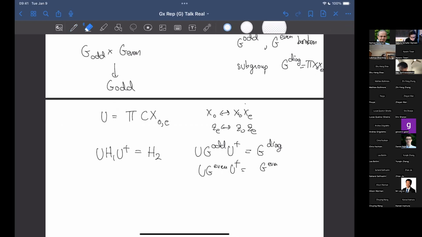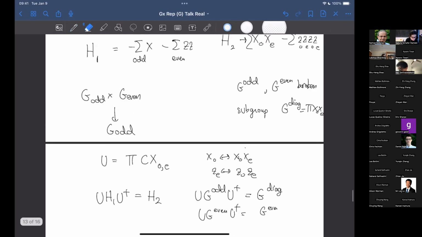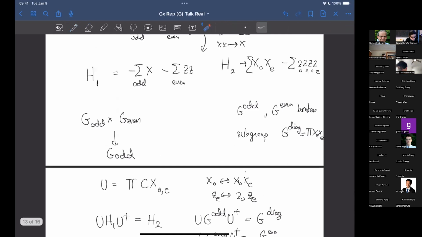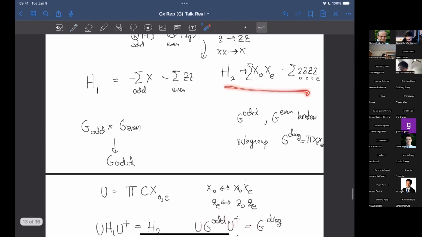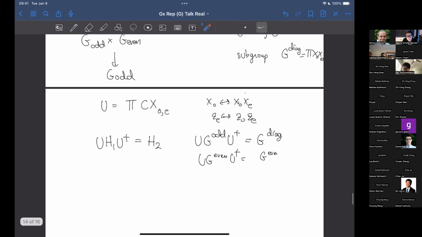Since in this phase only G odd is preserved, and G odd is mapped to G diagonal, in this phase only the G diagonal group is preserved. Okay. And it turns out that this unitary, if I map it back to the G times rep G side, gives you the circuit that maps from the symmetric product state to the cluster state. Okay.